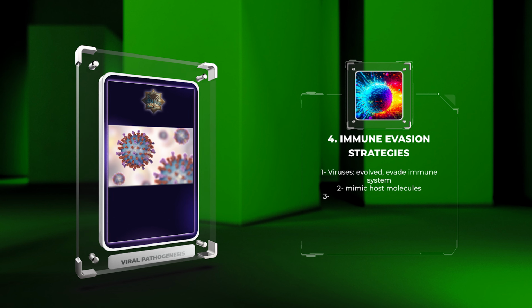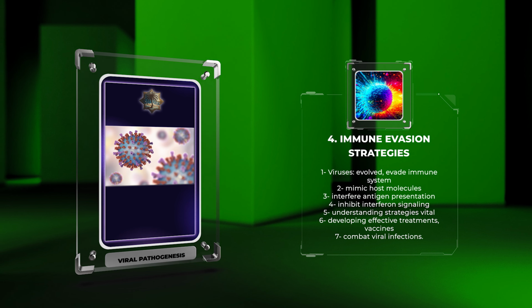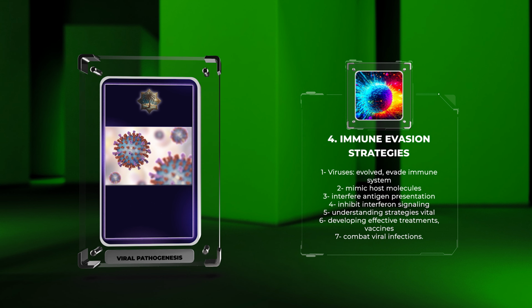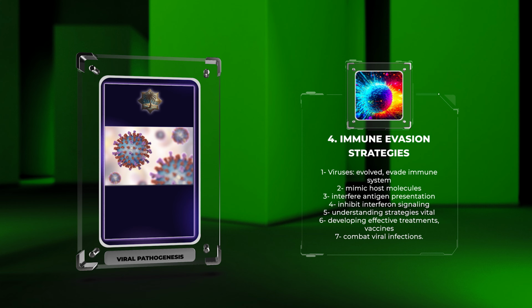Viruses have evolved various ways to evade the immune system. They can mimic host molecules, interfere with antigen presentation, and inhibit interferon signaling. Understanding these strategies is vital for developing effective treatments and vaccines to combat viral infections.